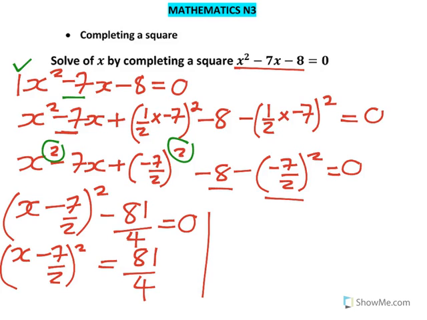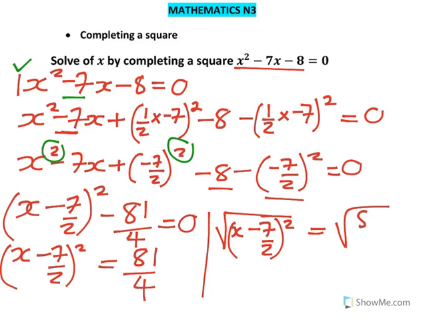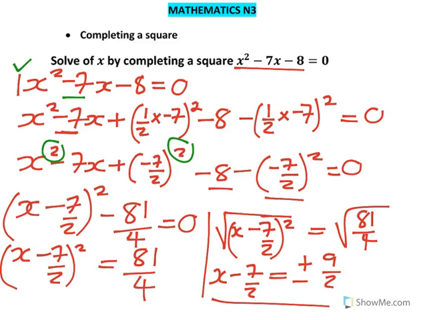I'll continue here. Remember, square rooting both sides. Square root of x minus 7 over 2 squared is equal to square root of 81 over 4. So you're going to have x minus 7 over 2 is equal to plus or minus square root of 81 over 4, that is 9 over 2. So you're going to have again two answers, the one positive and the other negative. Then you get like the previous version.